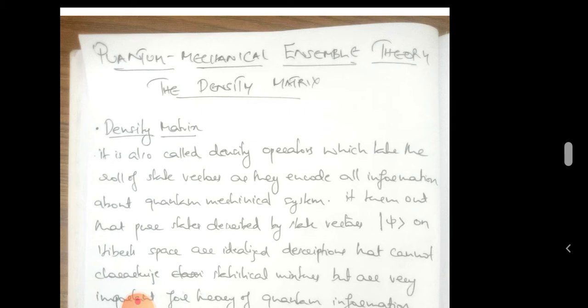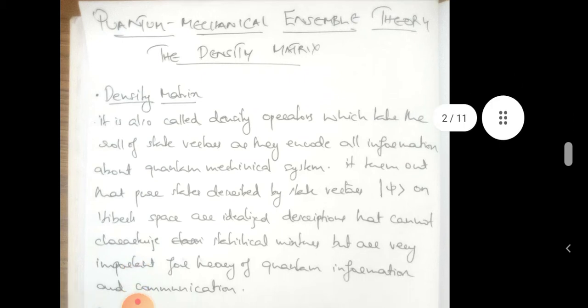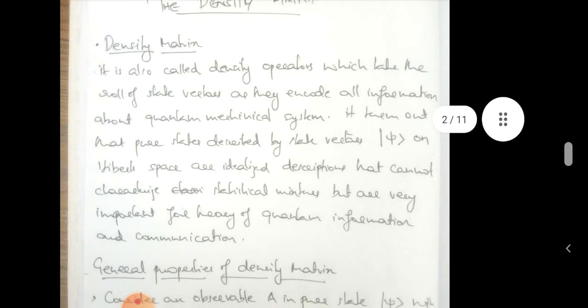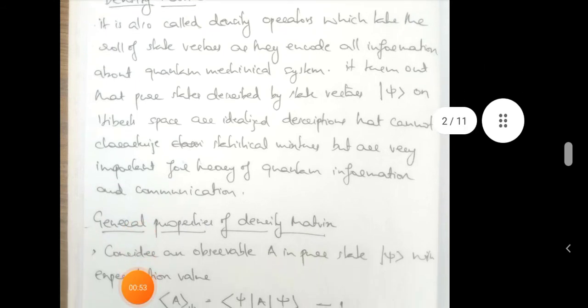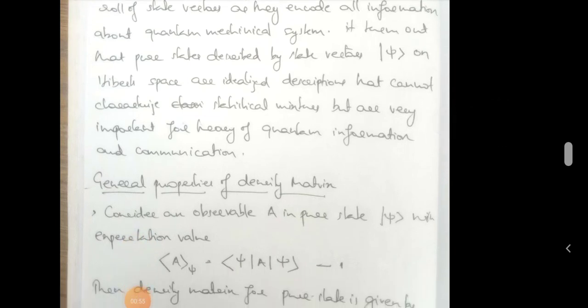So it turns out that the pure states described by state vectors like psi on Hilbert space are actually idealized descriptions that cannot characterize some statistical or incoherent mixtures, which we often see in experiments, that is, actually in nature. But these subjects are very important for the theory of quantum information and quantum communication, that is, the density matrices. So let us look in more detail into it. So let us discuss the general properties of a density matrix.